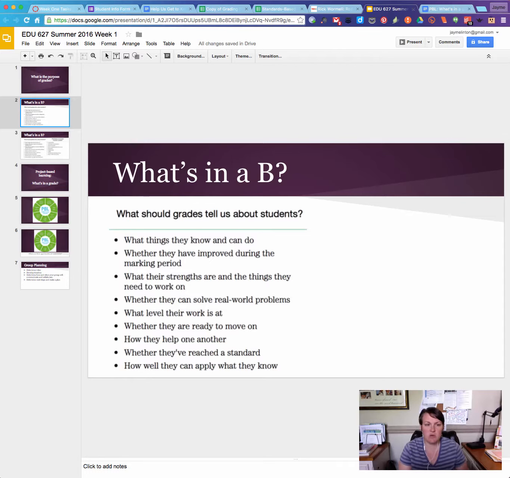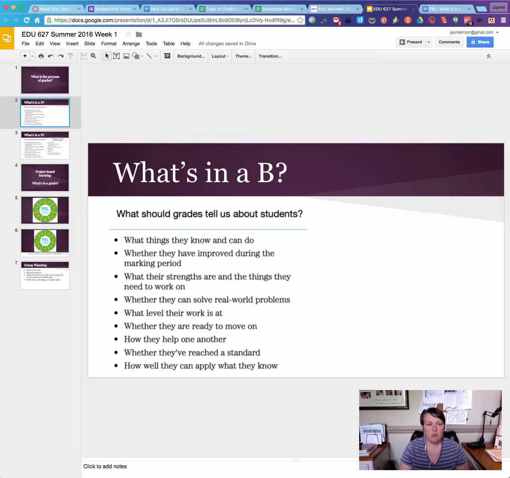Well, this question was posed to a group of teachers, and these are the things the teachers said. They said grades should tell us what students know and can do. Grades should tell us whether students have improved during a specific period of time. Grades should tell us what students' strengths are and which areas they need to work on. Grades should tell us whether students can solve real-world problems. Grades should tell us what level students are working at, whether they're ready to move on. Grades should tell us how students help one another, whether they've met a particular content standard. And grades should tell us how well students can apply what they know.